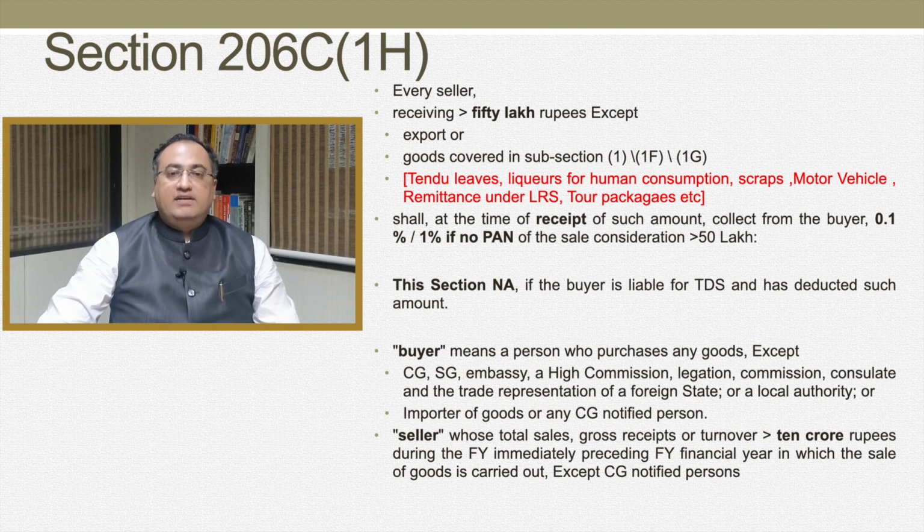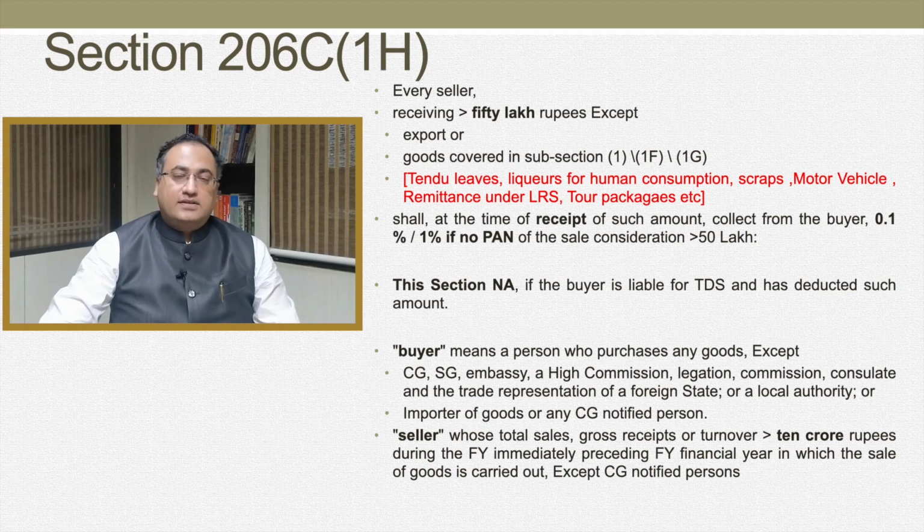So buyer, this section defines, is any person who purchases any goods, but still you have to wait. There are certain exceptions in buyer also, like central government has been kept out of it, state government, embassies, high commissions, consulates, trade representation of foreign states and local authorities. So they have been kept out of the definition of buyer. So in case any sale is being made to them, there will not be any TCS collected from them.